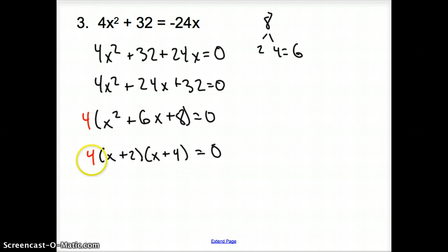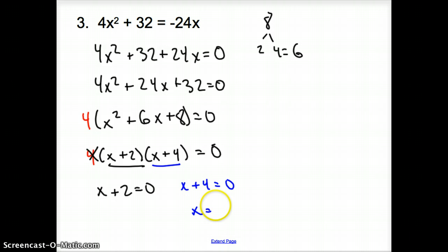Now, when we have this 4 outside of our parentheses, it does not affect our solutions. We do not care now about that 4. We are just looking for our answer. So I'm going to set x plus 2 equals 0, and then I'm going to set x plus 4 equals 0. Solve for both. So here x equals -4, and then here x equals -2. So again, we have 2 answers. x equals -2 and x equals -4.